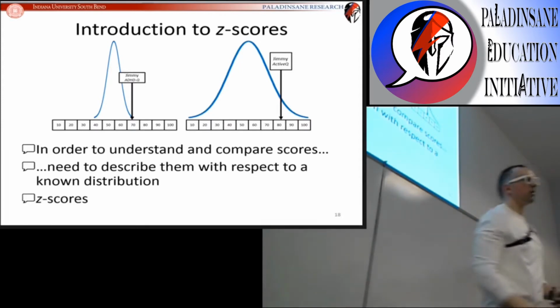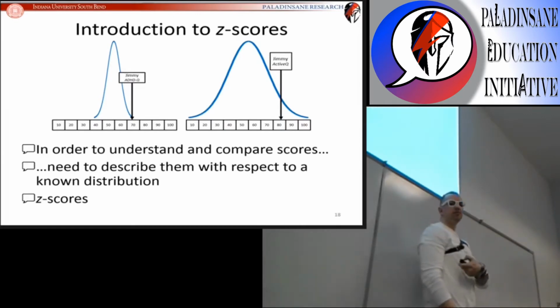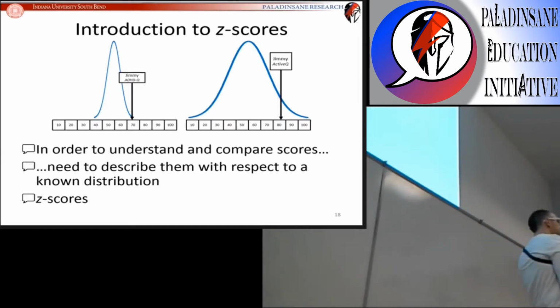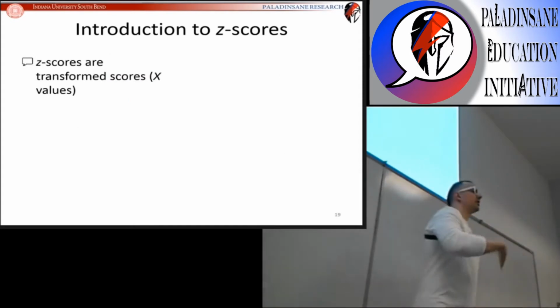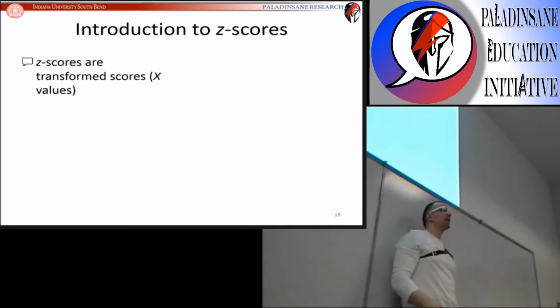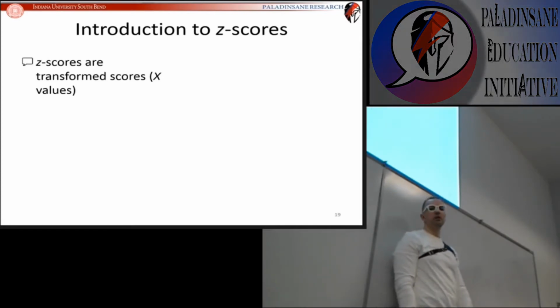All right, so that's what we're trying to do today. How do we actually do them? What are z-scores? Well, z-scores are nothing more than a fancy name for transforming your raw scores in a specific way. So there's a specific way of transforming raw scores.